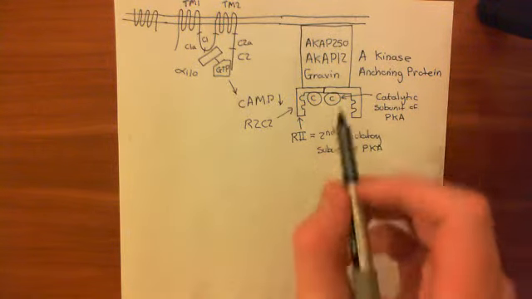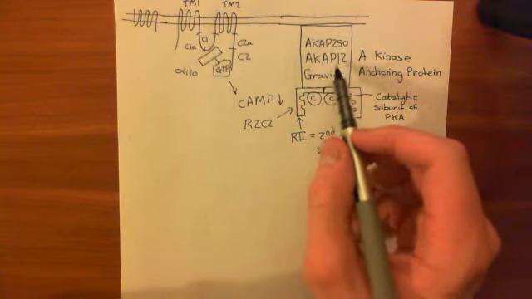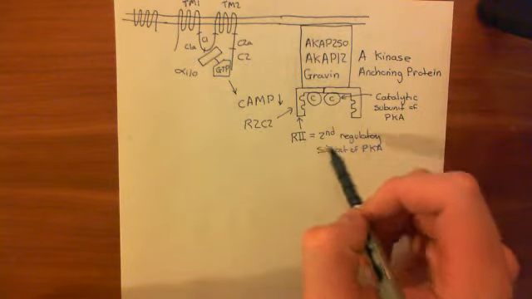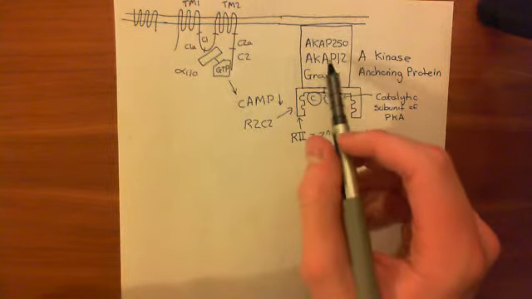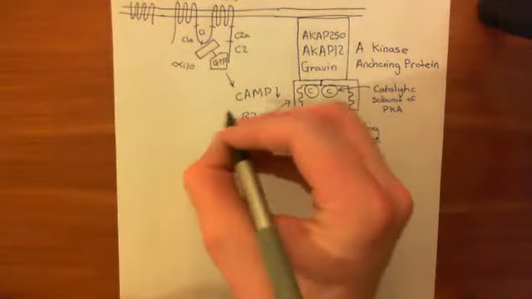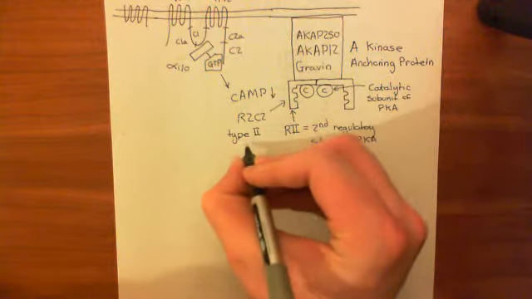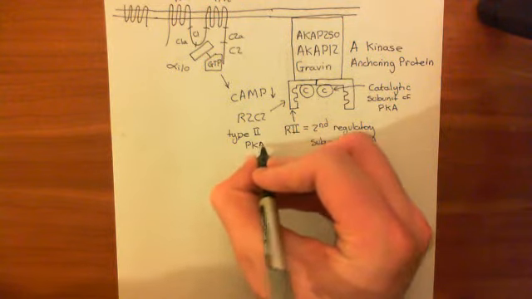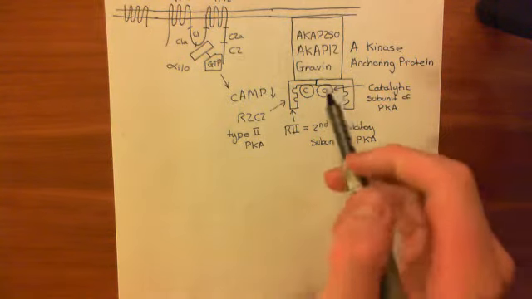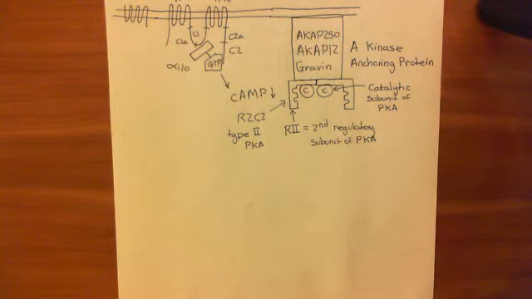Right, and the protein which attaches the R2-C2 complex to the AKAP12 is the regulatory subunit. So R2, the second regulatory subunit of protein kinase A, binds to AKAP12, and that's why this is type 2 protein kinase A. The catalytic subunit does not vary between protein kinase A1 and protein kinase A2. It's the regulatory subunit that differs, and that's what determines whether it's free or membrane bound.